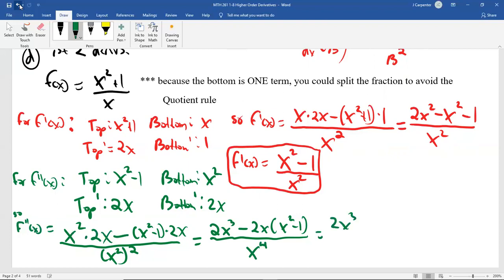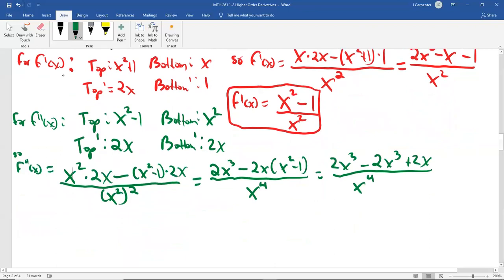So this is 2x cubed minus, so this negative 2x times x squared is going to be a negative 2x to the 3rd. Then the negative 2x times the negative 1 would be a positive 2x all over the x to the 4th, giving us, finally, that the second derivative, the 2x cubed minus the 2x cubed is going to cancel. These terms cancel each other out. So we're just left with the positive 2x over x to the fourth.